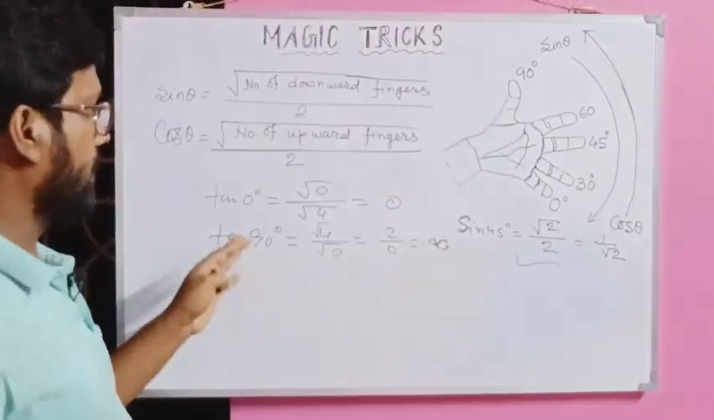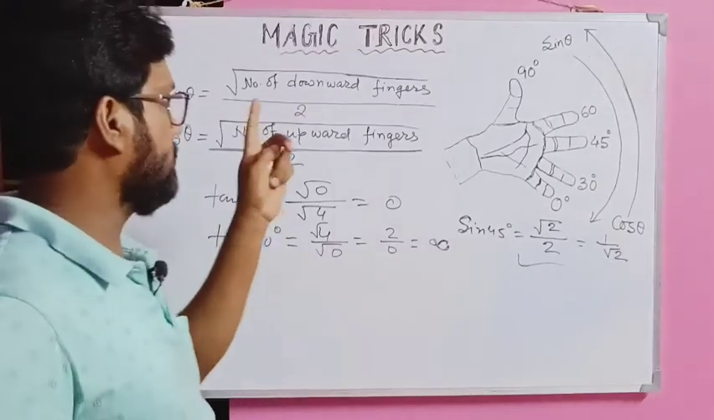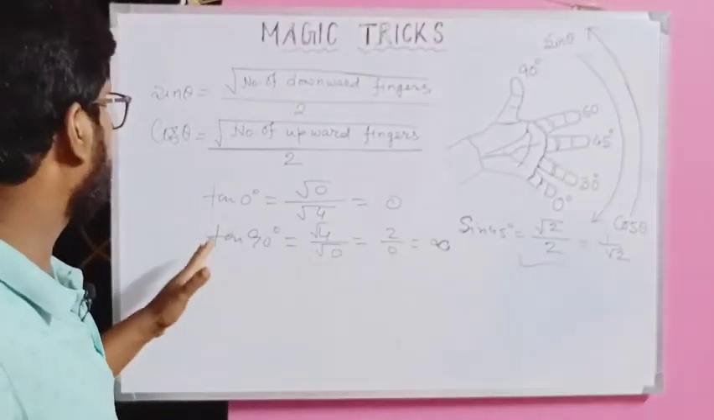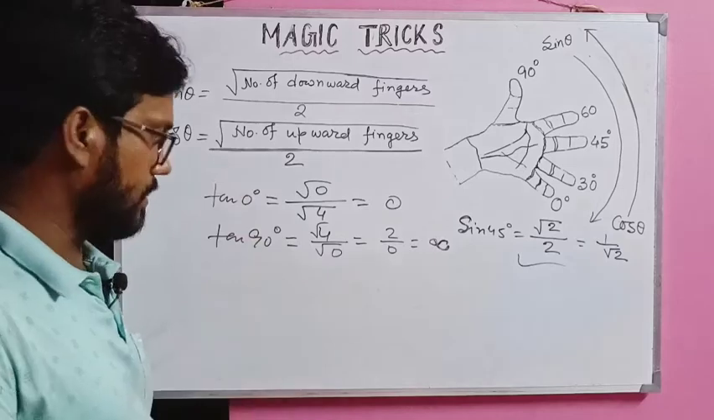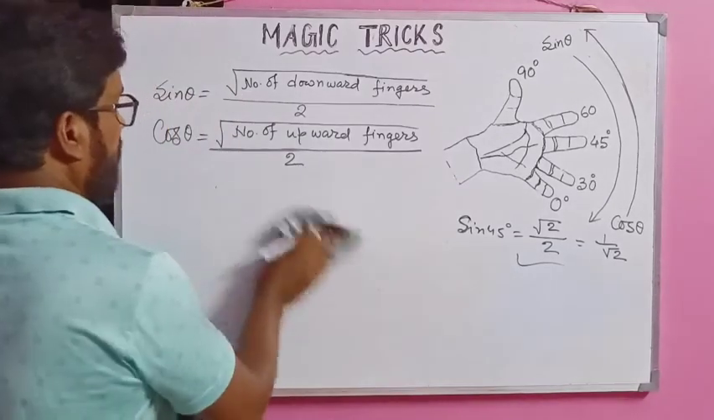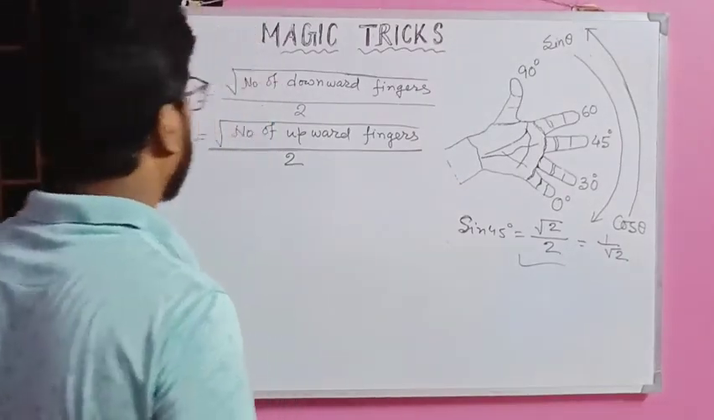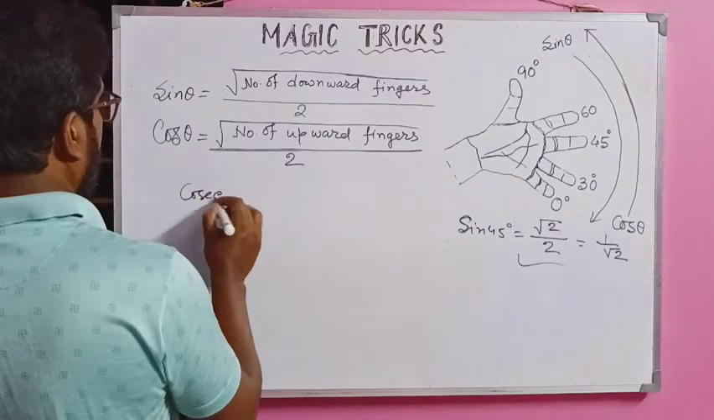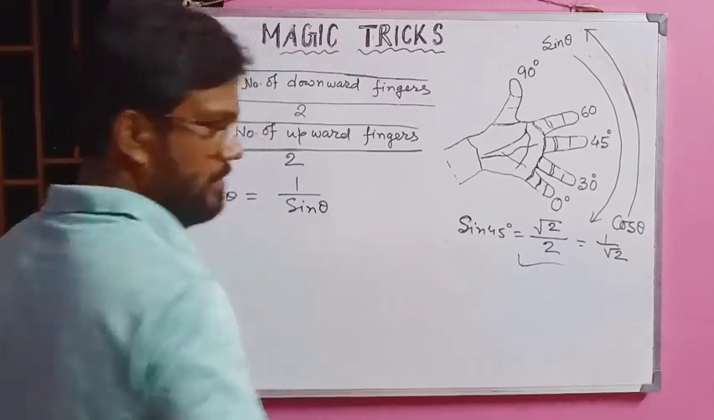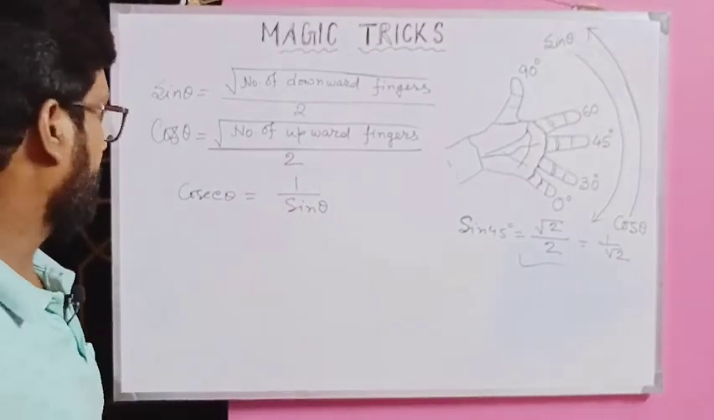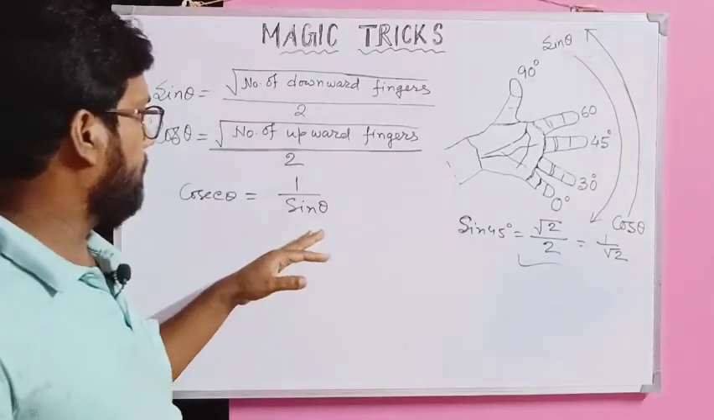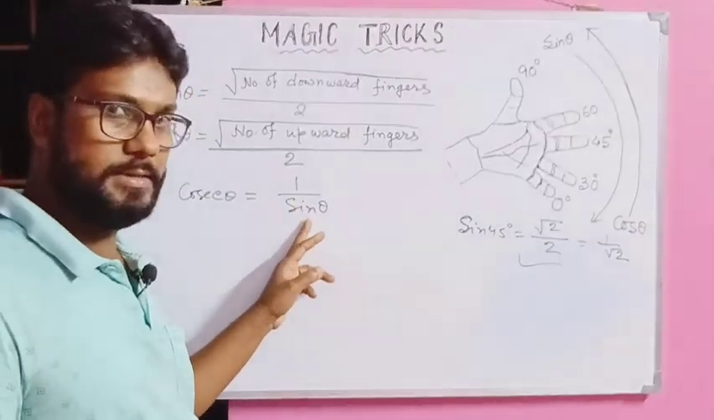So in this manner, following this magic trick, we get every trigonometric function value, that is sin theta, cos theta and tan theta also. Now we can also calculate the value of cosec theta. How? Cosec theta is equal to 1 by sin theta. When we want to calculate the value of cosec theta, we calculate the value of sin theta first.